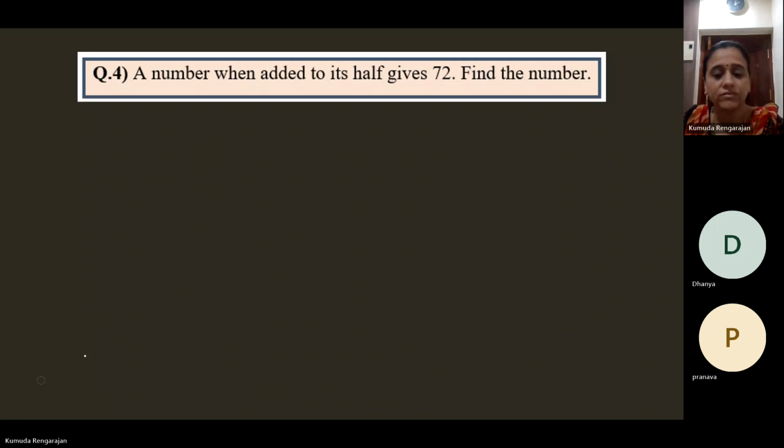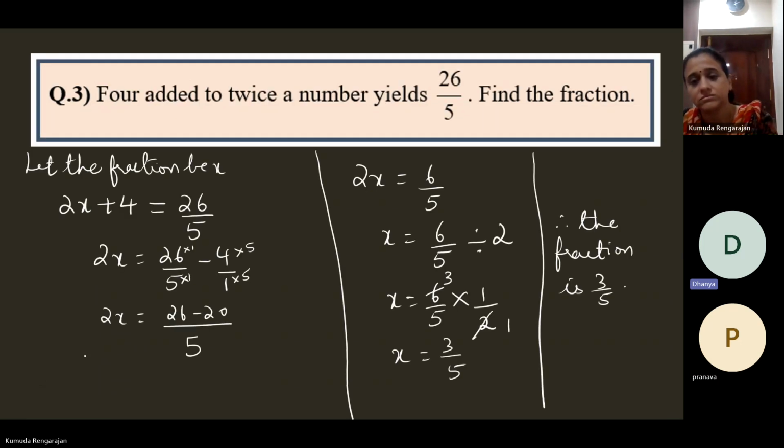Yeah. Ma'am, I have a doubt. I have done the third question in the other way, ma'am. Yeah, you share your answer on WhatsApp. I'll go through it and get back to you on WhatsApp. After the class, I'll see the answer and reply. Are you getting the same answer, 3 by 5? Yes, ma'am. Okay, fine.